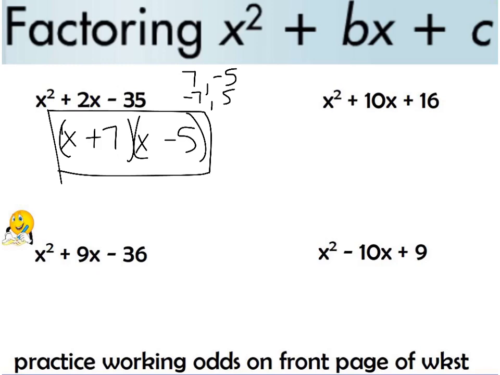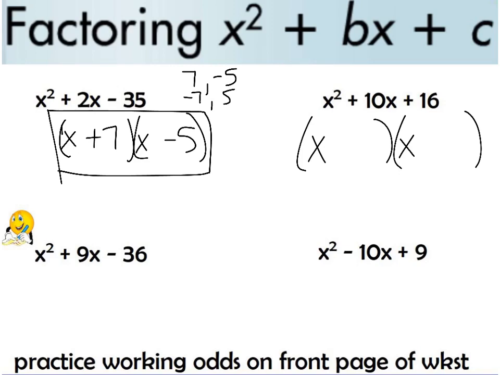All right, let's try again. Let's do this one. Set up your parentheses. First, get me that x squared. Got to be x and x. All right, now I want factors that are going to multiply to 16 and add up to 10.